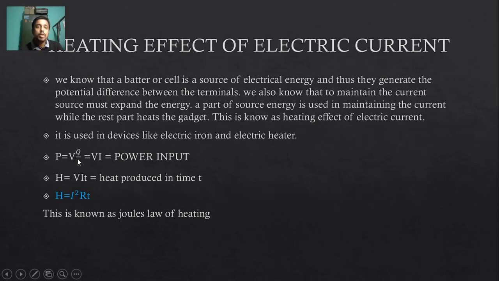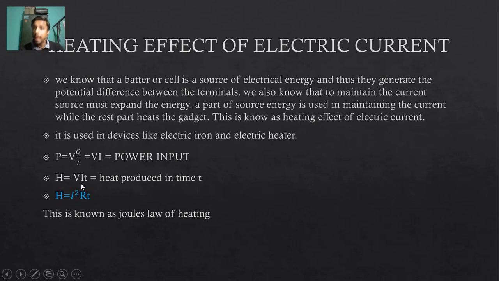The formula is P is equal to V into Q by T. We know that I is equal to Q by T, charge by time. So VI is the power input. H is the heat produced in time T. H is equal to V into I into T. By putting V is equal to IR, H is equal to I square R T.